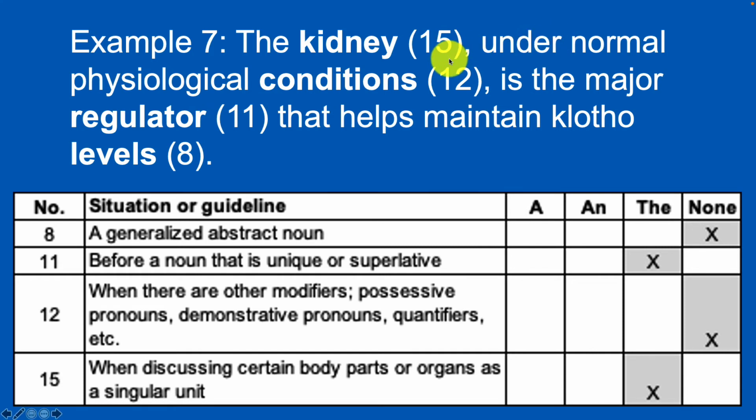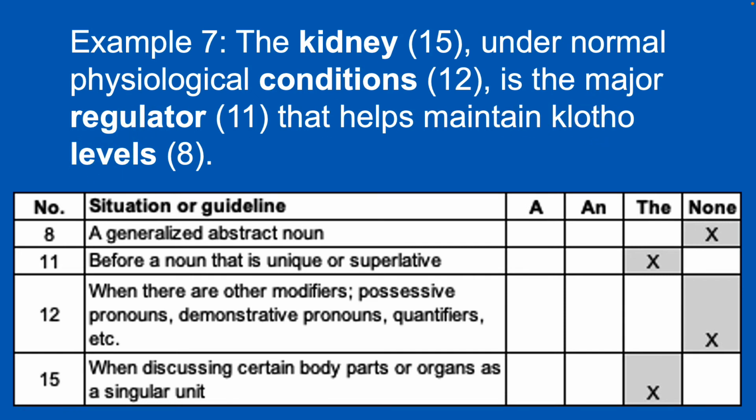And then we go to conditions. We've seen this rule used several times. There's no article because there are other modifiers. And then we say is the major regulator. So that uses rule number 11. It's a unique noun that helps maintain clotho levels. All right, now clotho here is another proper name, even though it's not capitalized, but they're not using it as a noun. They're using it as an adjective for levels.